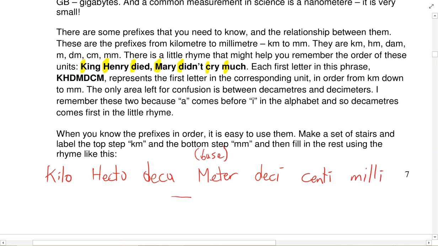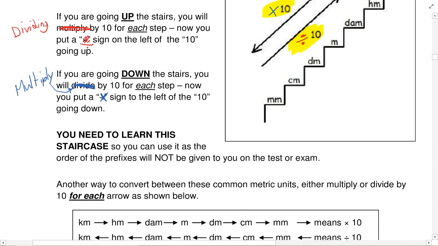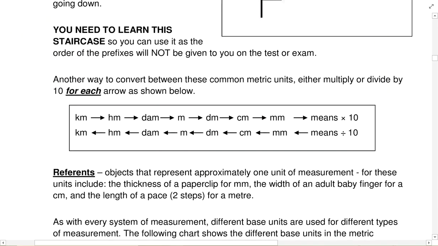If we're ever moving in this direction, you would divide by 10, and anytime we're moving that direction, you multiply by 10. So really what that does is you're moving the decimal place. Your digits should not change, just the decimal moves, and it moves one spot for each step. Going down here, all right, so here it is in this fashion. If you're going in this direction, you're multiplying by 10, or dividing by 10 in the other.